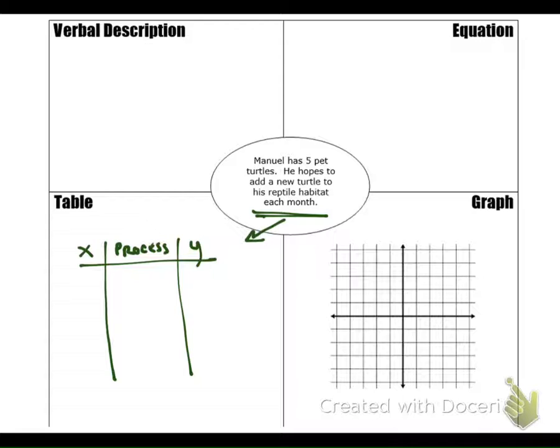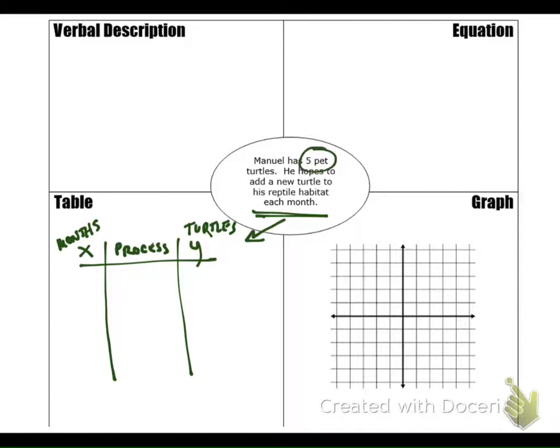Before I can really start filling this out as well, I need to know, well, what are my x values and what are my y values? This looks a little bit at independent and dependent that we've been talking about, but we want to say what is the variable that's going to change because of another one. In this one, the total number of turtles is going to change based on how many months have passed, since he's adding more turtles each month. So my months are going to be my x value, and my turtles are going to be my y values right here. So now let's go ahead and start this out.